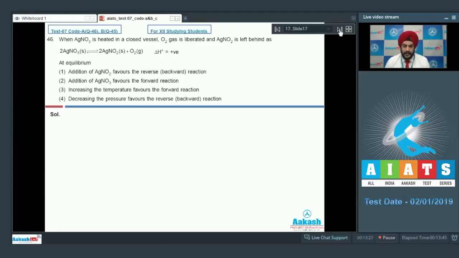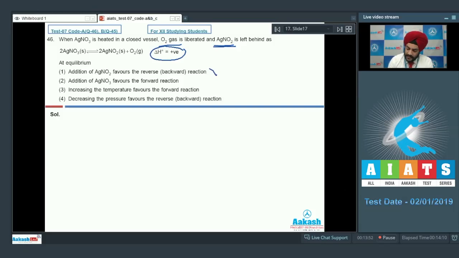Question number 46. When AgNO3 is heated in a closed vessel, O2 gas is liberated and AgNO2 is left behind. So we have been given the equilibrium, and it is also given to us that the delta H of this reaction is positive. So the examiner seems to be interested in Le Chatelier's principle. In the first option, he says that the addition of AgNO2 favors the backward reaction.